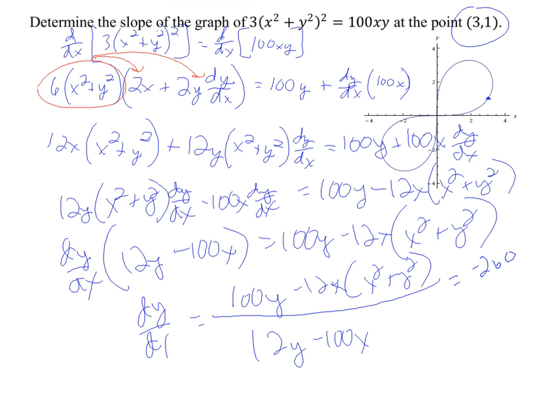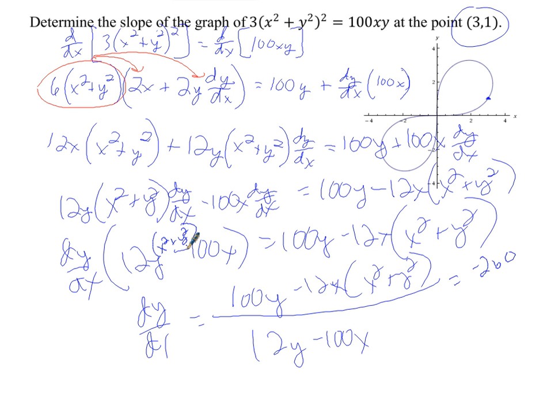So the bell rang right here, and we quickly did this. But if you look up here, we factored out the dy over dx. I have the 12y, but I'm missing that x squared plus y squared. So there should be an x squared plus y squared there.